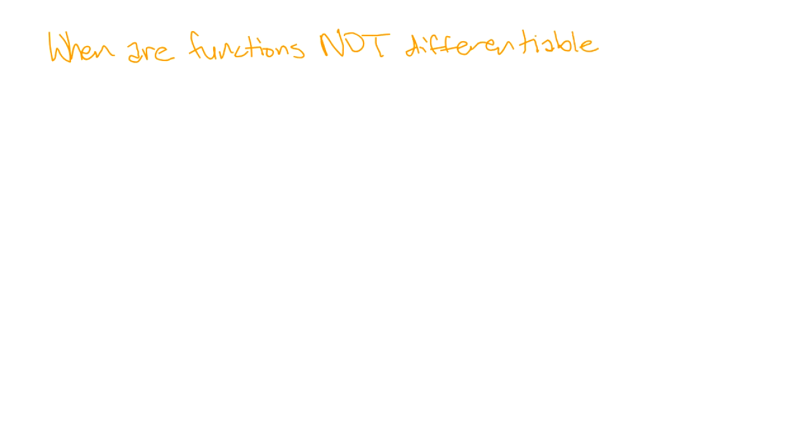All right, so now there's going to be really three instances where you can't take the derivative of a function, or at least not at certain points. The first one is going to be at what we can call either a corner or a kink on a graph.